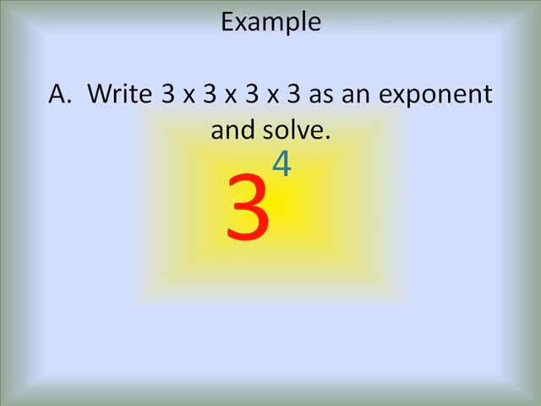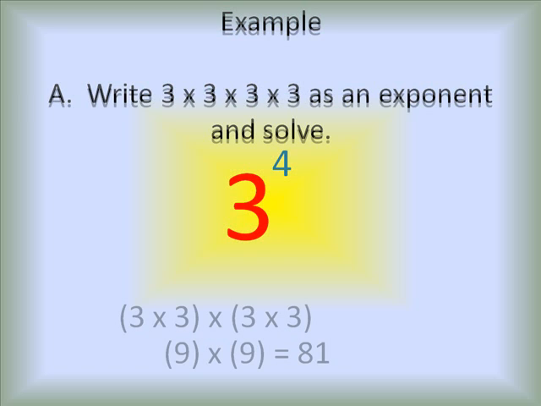So let's look at the first example. Write 3 times 3 times 3 times 3 as an exponent and solve. Now as you can see, the number that's repeated is 3. The number of times that it was written was 4. So I wrote a 3 and then I wrote 4 down as its exponent. Now it's time to solve.